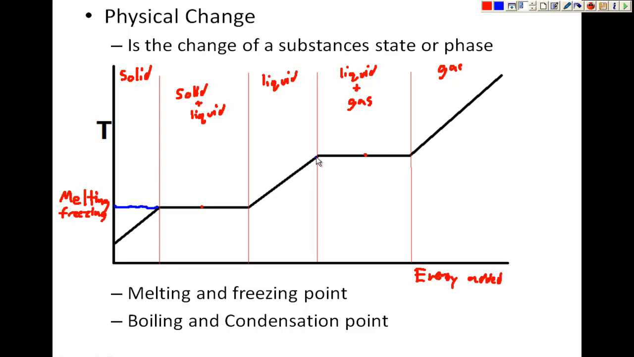Now, at this temperature right here, when it's going from liquid to gas, if energy is being added to it, this is our boiling point. So this is our boiling point when energy is being added to liquid and it starts to turn into gas. And if we have a gas and energy is being taken away, this is our condensation point. This is the same temperature right here.